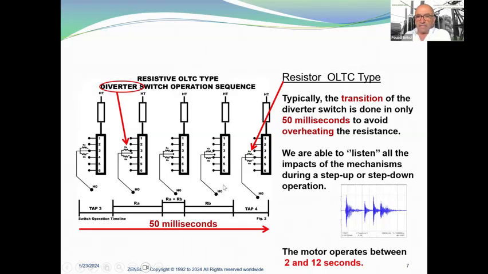So typically, the transition of the diverter switch is done in only 50 milliseconds to avoid overheating the resistance. And we are able to listen to all the impacts of the mechanism during a step-up or a step-down operation, and the motor operates between 2 to 12 seconds. Here you have an example for a resistive OLTC type. The diverter switch operation sequence is moving in this schematic from tap 3 to tap 4. And here we show exactly how this works.